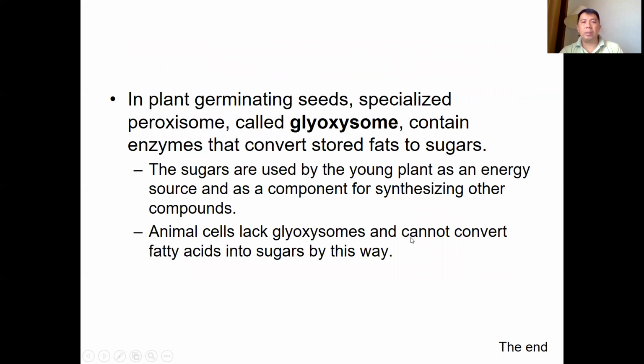In plants, the germinating seed has specialized peroxisomes we call glyoxysomes. Glyoxysomes contain enzymes that can convert the stored fat into sugar, the glucose. Then the sugar is used up by the young plant as an energy source and as a component to synthesize other compounds, for example, polysaccharides.